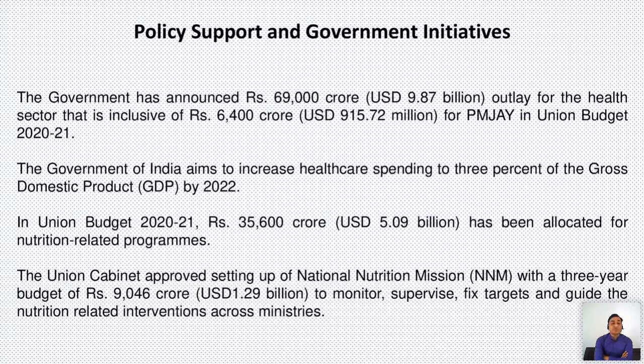If you talk about the Union Cabinet, they have approved setting up the National Nutrition Mission (NNM). This is a long-awaited mission, I can say, that would be required for the Indian fraternity. With a 3-year budget of somewhere around 9,046 crore to monitor, to supervise, to fix the target, and to guide the nutrition-related interventions across the ministries.